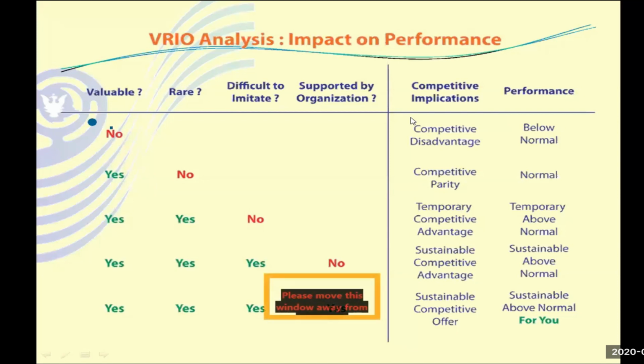So at the end of the day, what I was saying is that every firm is looking at a sustainable competitive advantage, a sustainable competitive offer, you may call it. That will lead to sustainable, above normal performance, right? Or what you may call super performance or abnormal performance in the firm. Abnormal on the positive side, not below normal, because even below normal is abnormal.